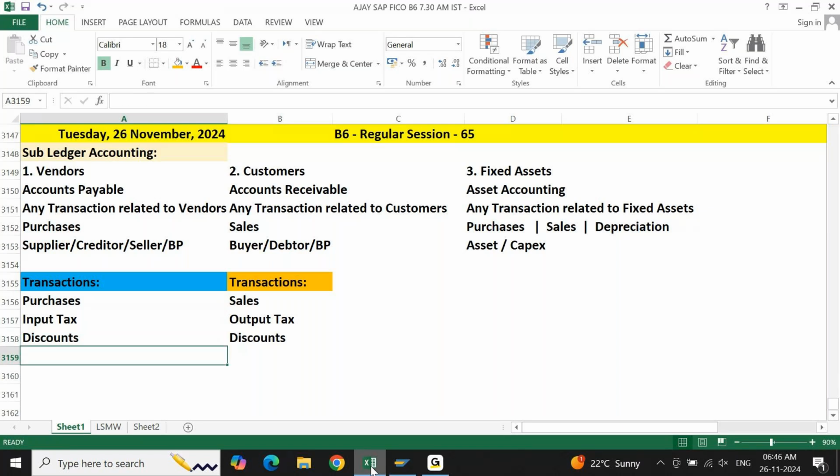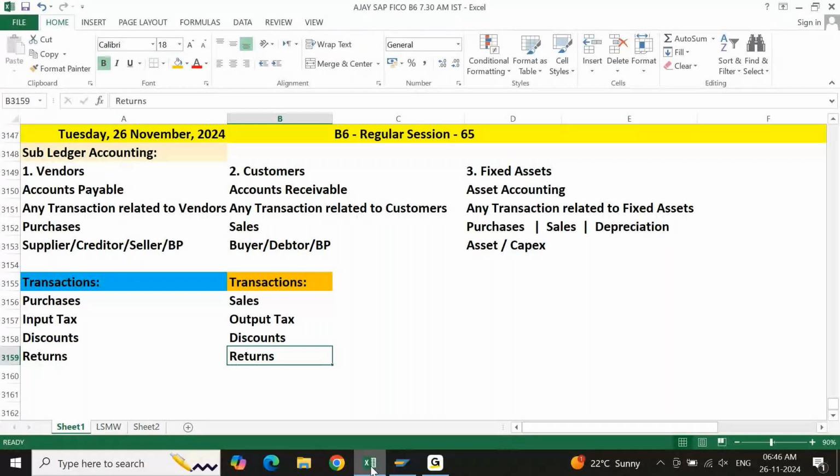And then after purchases, what you will do? In case you do not like any product, what you will do? Returns. We will do returns. If it is a sale return, if it is a purchase return, in short, let us call it a return.